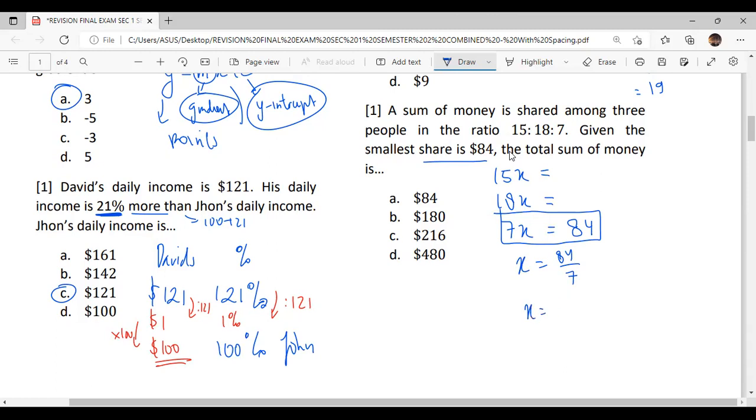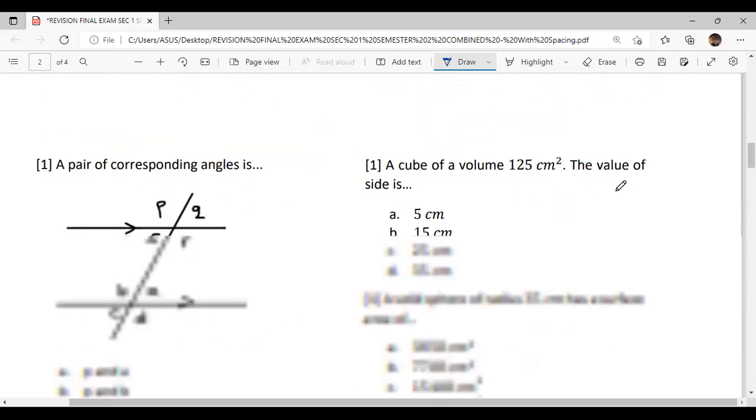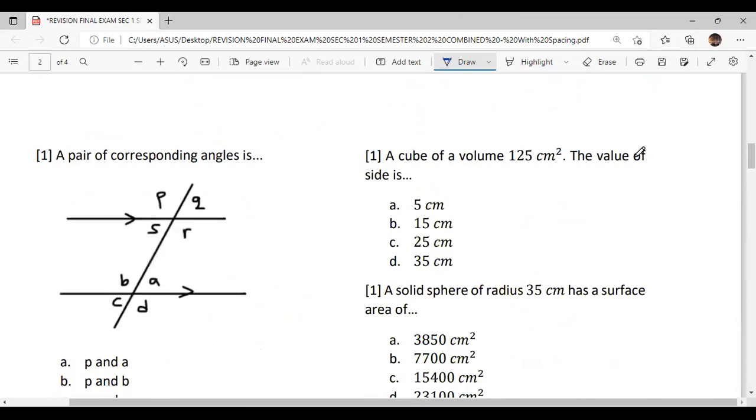You just divide $12. The question is the total sum of money. What is the total sum of money? 15x plus 18x plus 7x equals something, right? That's the way you do. This is the sum or the total money. So 15 plus 18 is 33 plus 7, 40x, right? So 40 times the x that we already achieved, 12. So the answer will be $480, right? So all the workings are given. So you can learn this. Now, let's do the working.